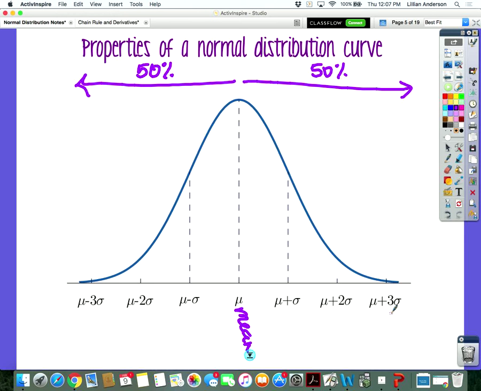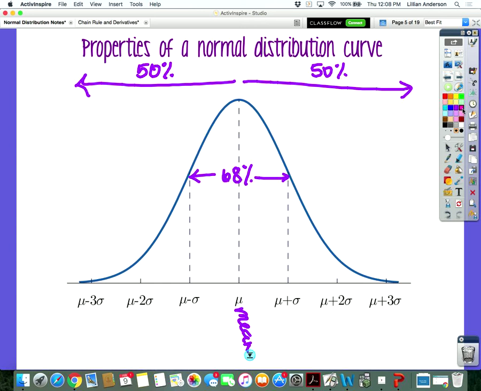68% of your data lies within one standard deviation of your mean. So that's over half of your data being close to your mean, the way normal distribution curves are broken down. That's between these two lines.